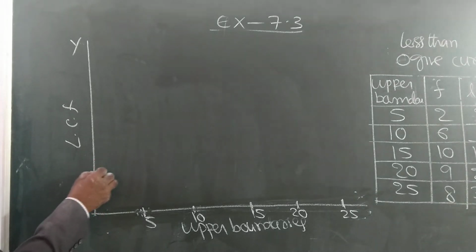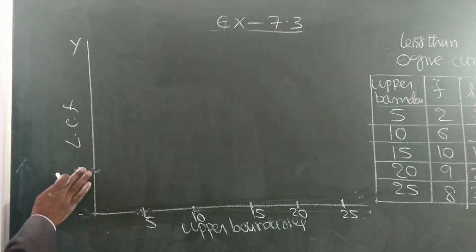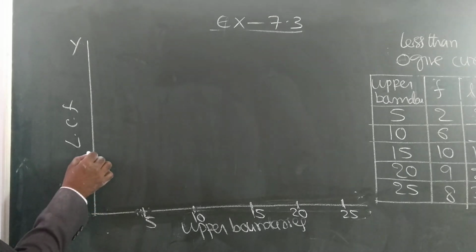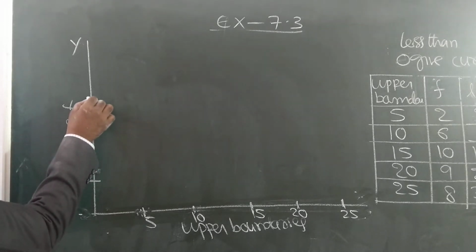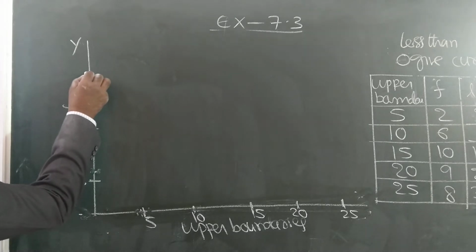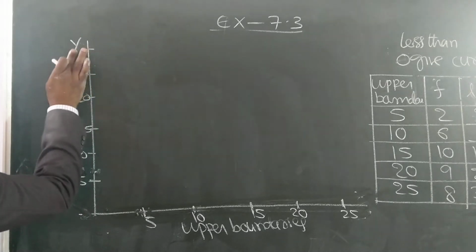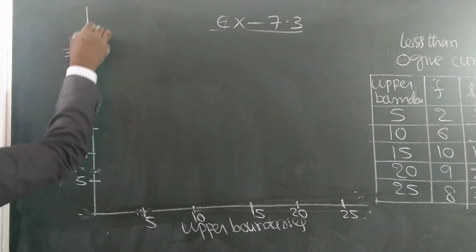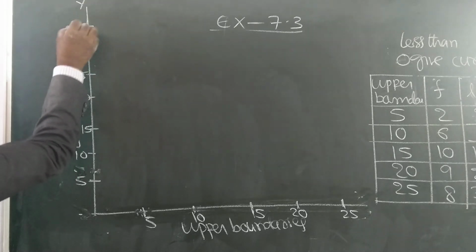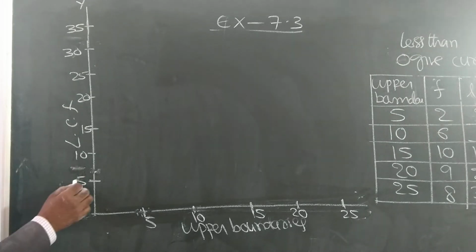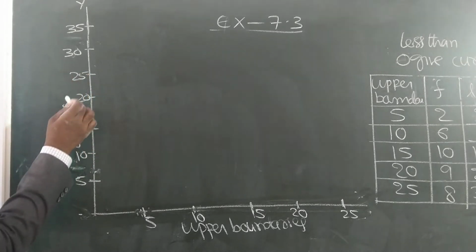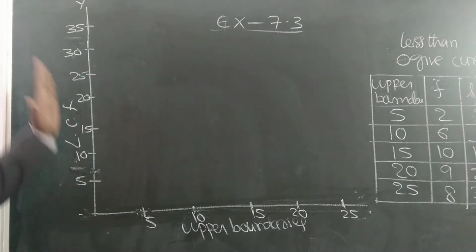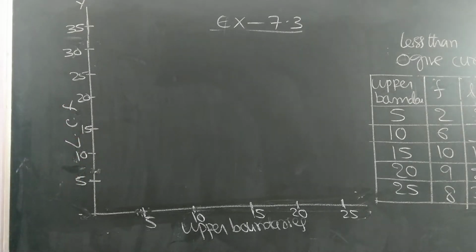Say for example this is up to 5, then 10, 15, 20, 25, 30, 35. Like that, the same equal intervals we should take. Now after taking like this, now see.